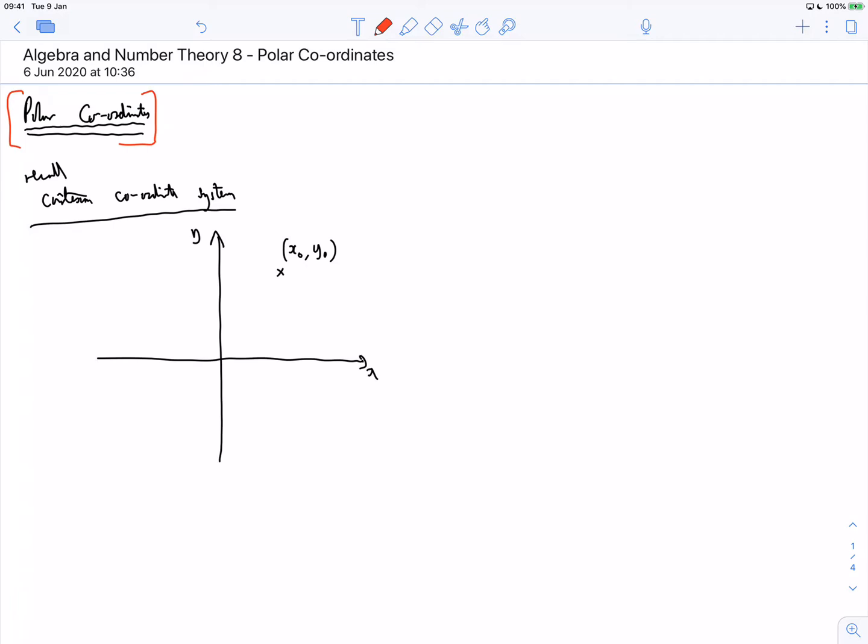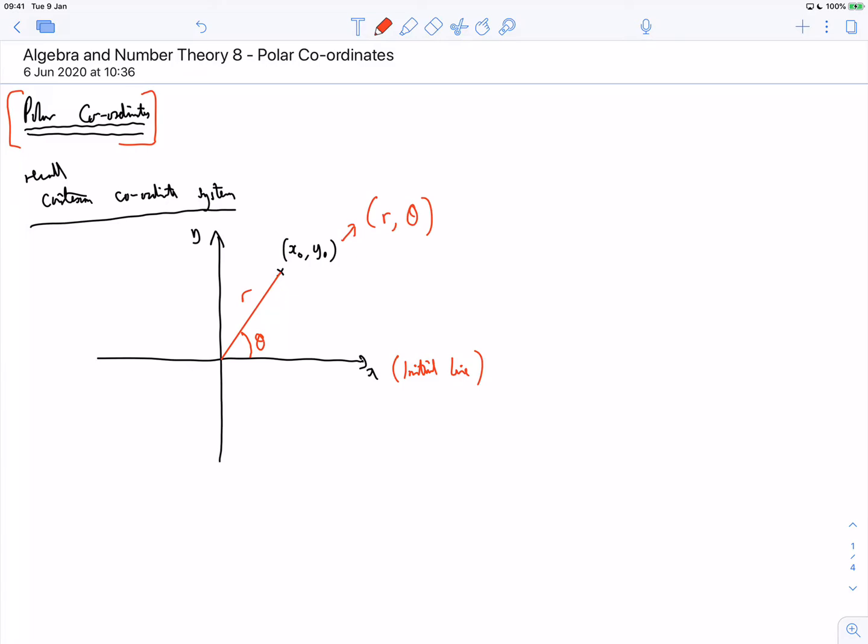the way we would write this is this point would actually be written as r, comma, theta, where r is the length from the origin to the point, so this would be r, and the angle it makes with the x-axis would be theta. And in many questions, in polar coordinates, we don't actually write x, we'd call it the initial line.